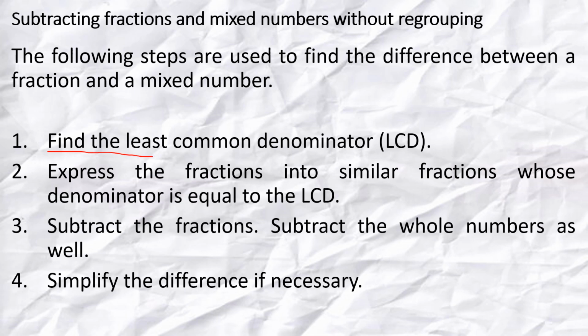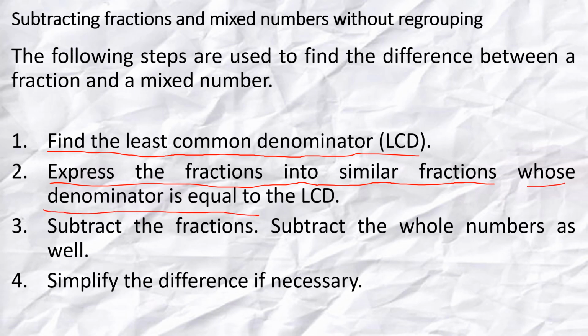Number 1, find the least common denominator or the LCD. Number 2, express the fractions into similar fractions whose denominator is equal to the LCD. Number 3, subtract the fractions and then subtract the whole numbers as well. And number 4, simplify the difference if necessary or possible.